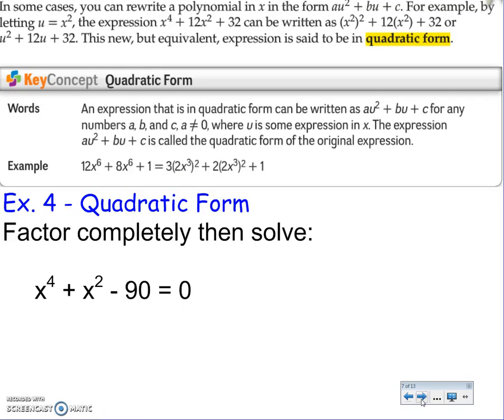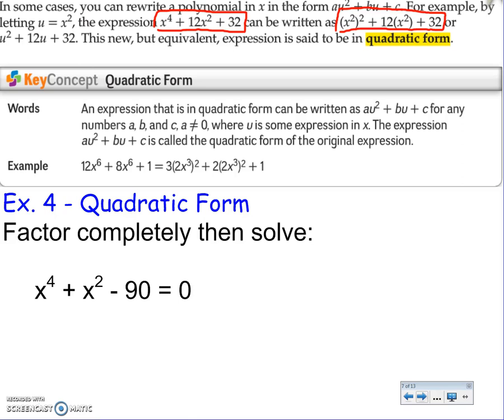Alright. In some cases, you can rewrite a polynomial into the form of a times u squared plus bu plus c by letting u equals x squared. That's called u substitution. You replace something with something else temporarily. So look at their example. You have x to the 4th power plus 12x squared plus 32. That can be seen as x squared squared plus 12x squared plus 32. Because x squared squared is x to the 4th.